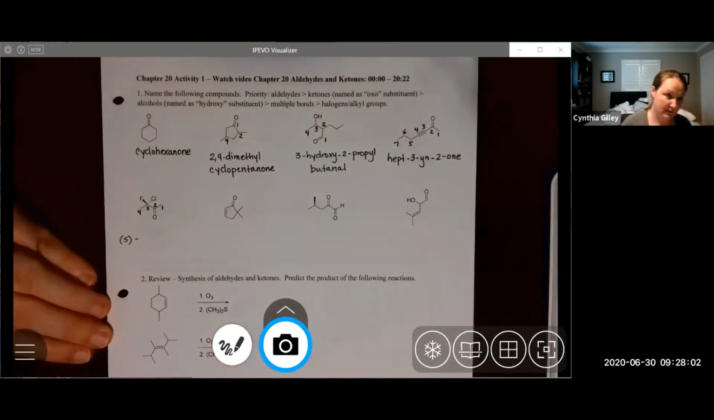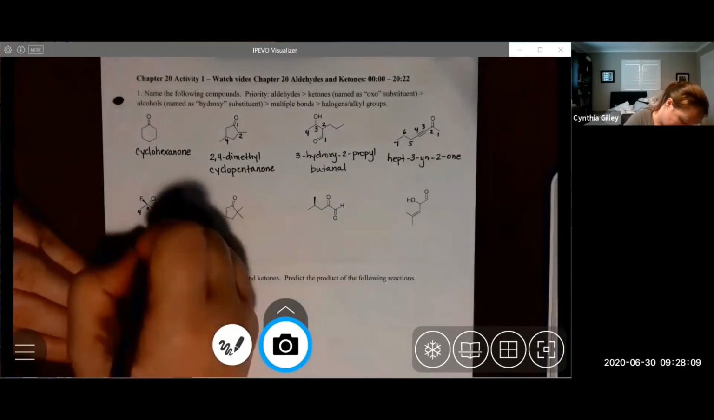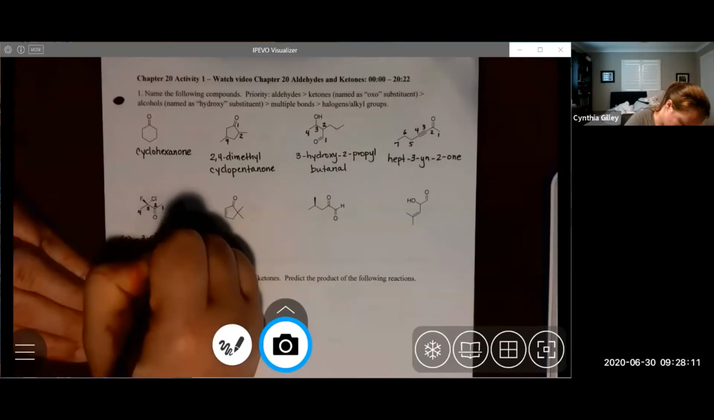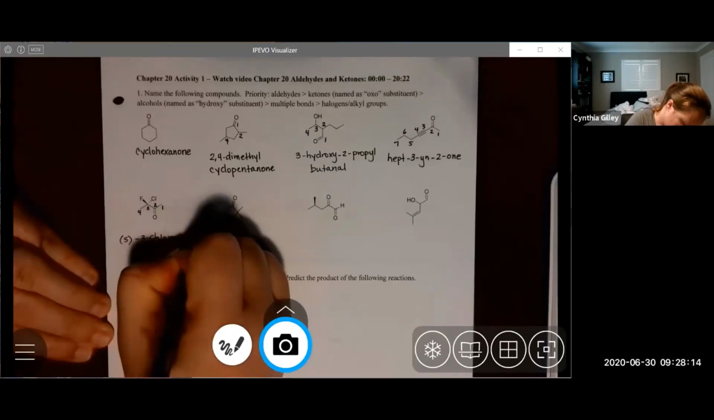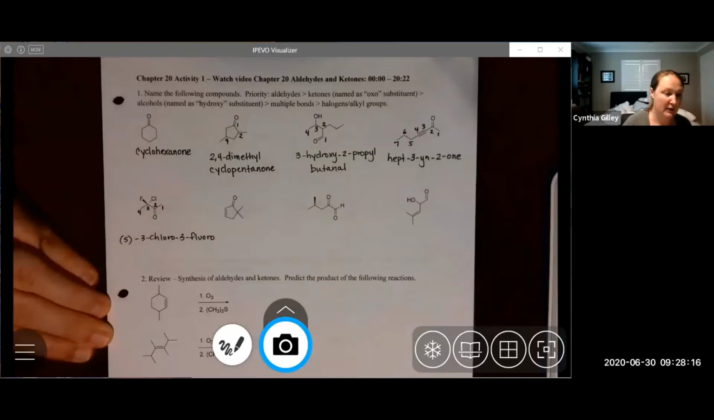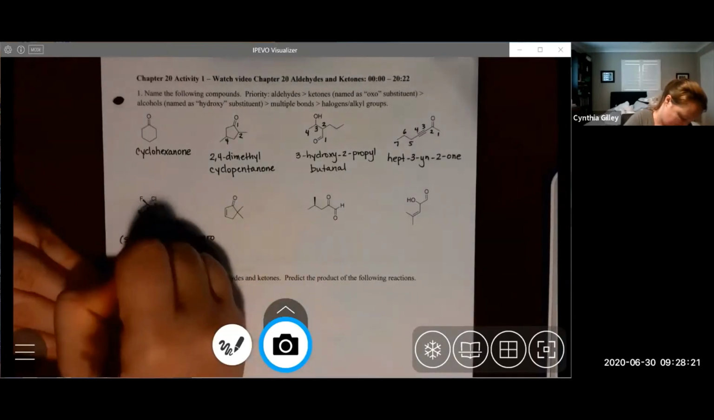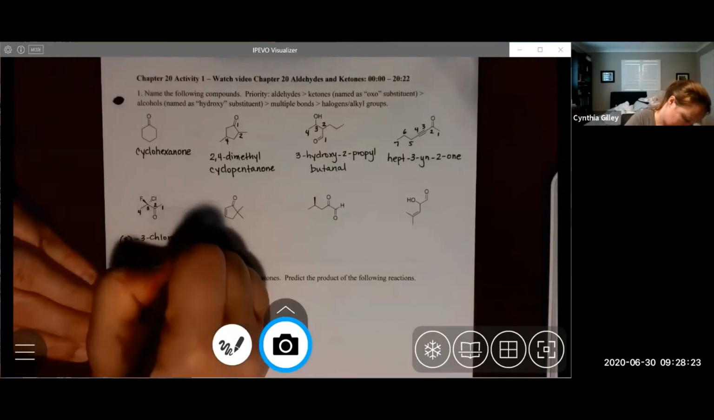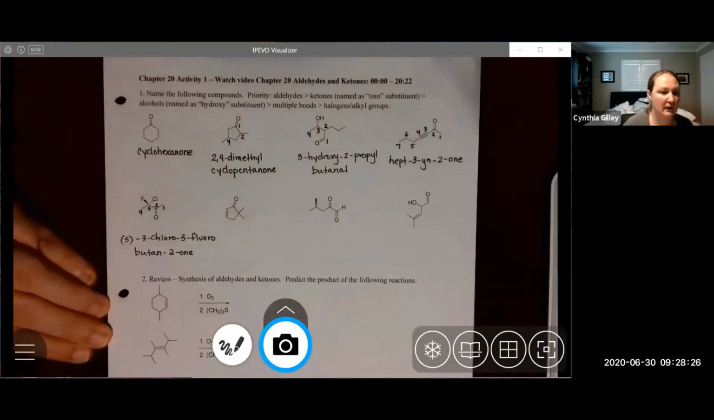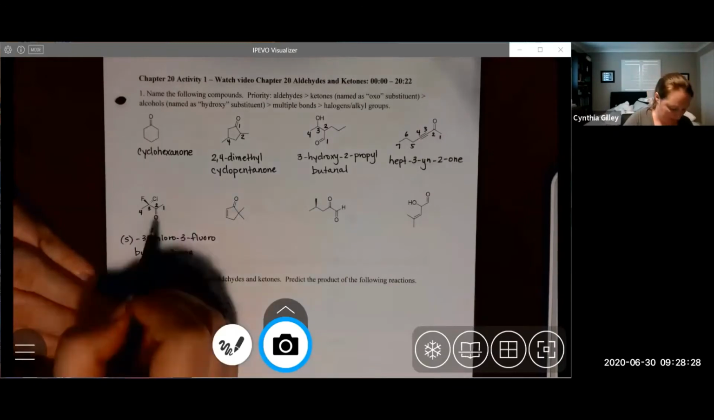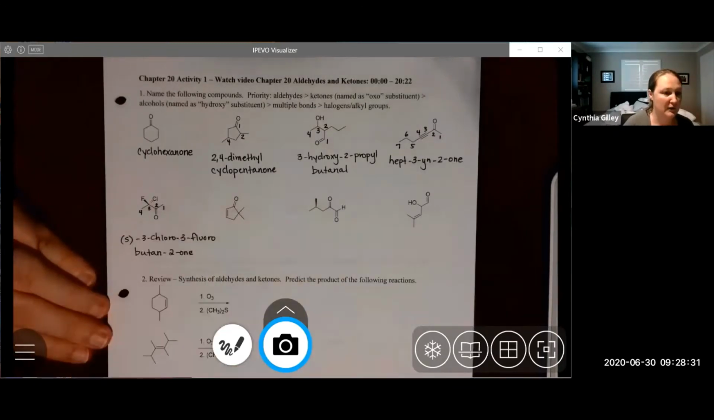And now we have the 2 substituents, the fluoro and the chloro. Chloro comes first alphabetically. So 3-chloro, fluoro. Now the parent, which is a butane, 4-carbon chain. So again, we always include the number for the carbonyl carbon for the ketone when it's acyclic. When it's cyclic, it's always at carbon number 1. You don't need to repeat it.